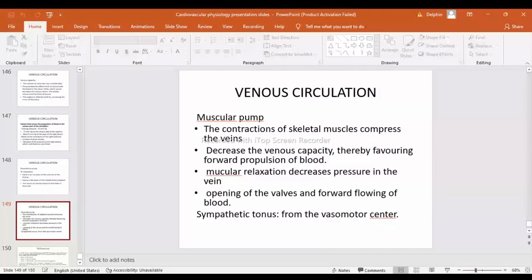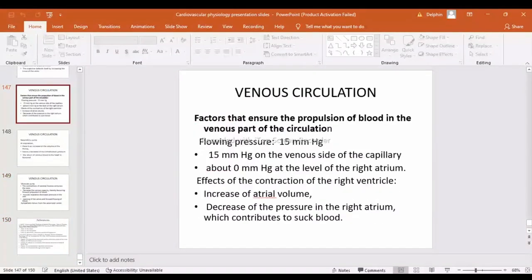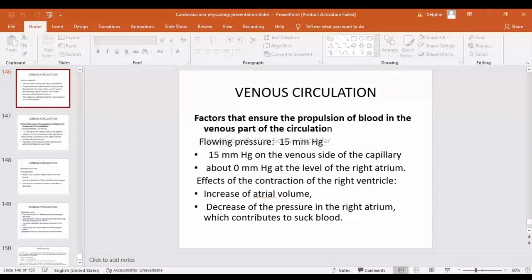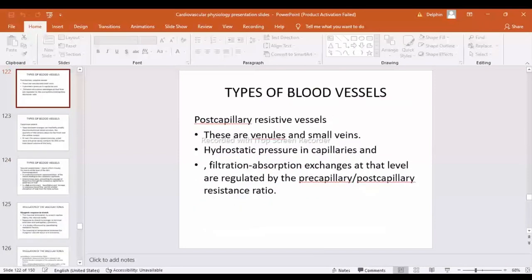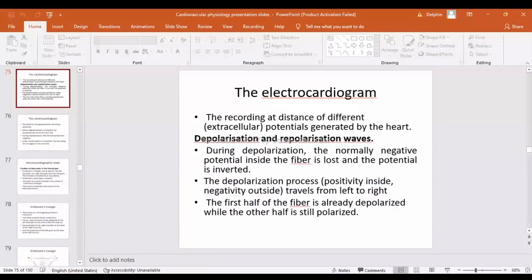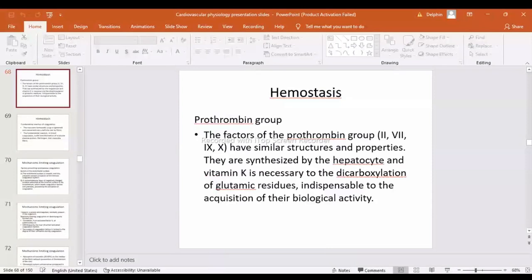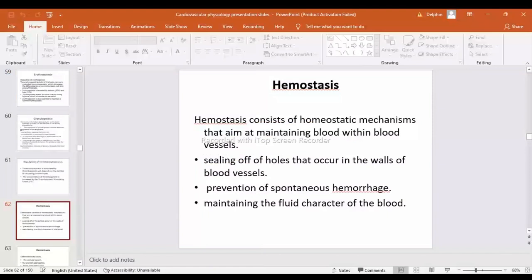I think for this, blood saturation is okay. And also we can have a look at blood coagulation. Blood coagulation. Are you here on hemostasis?